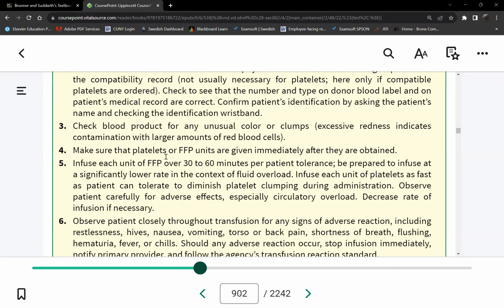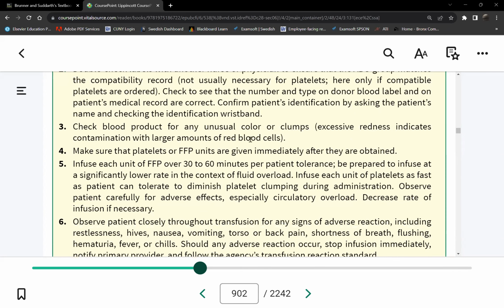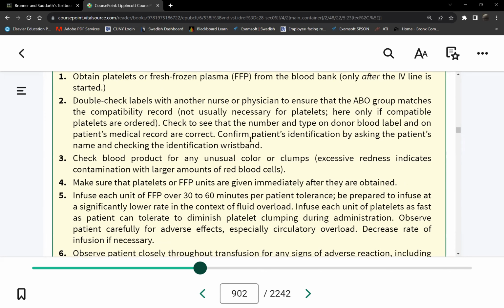Except for this part, the blood type is not really necessary for platelets. It is right here: not necessary for platelets, but it is necessary for plasma. Plasma must be the same blood type as the patient. Donor and patient must have the same blood type for packed red blood cells and plasma. Platelets, though, not necessary.